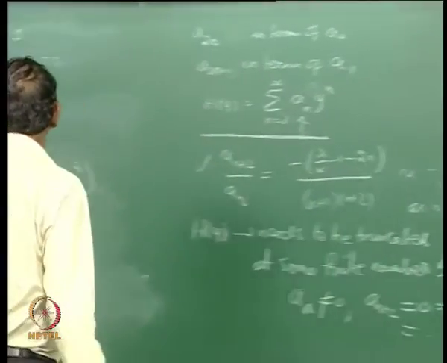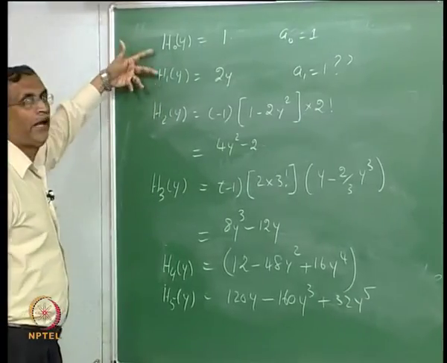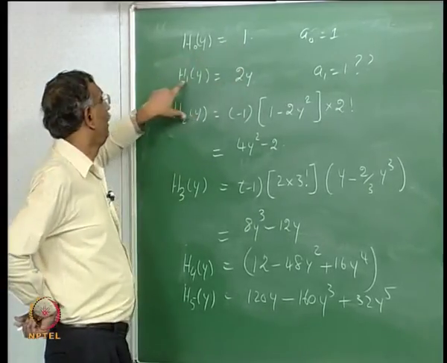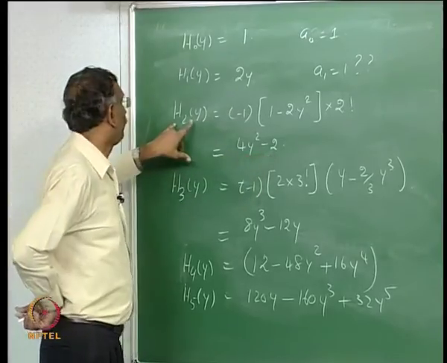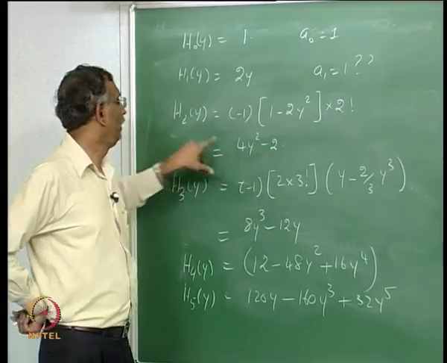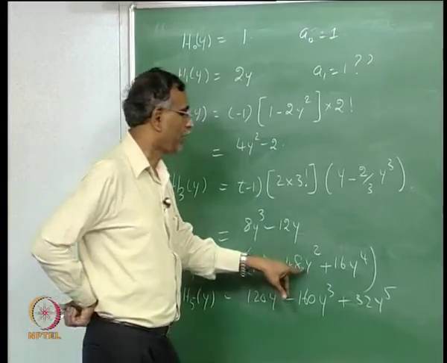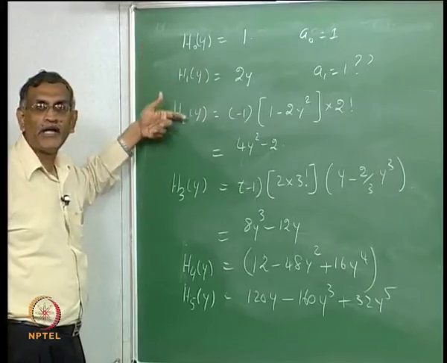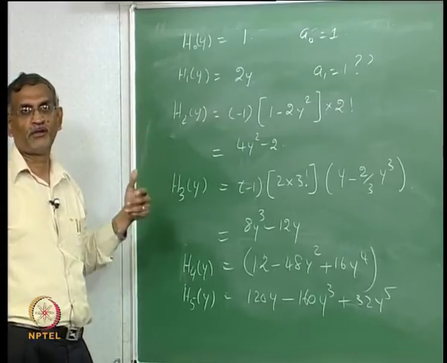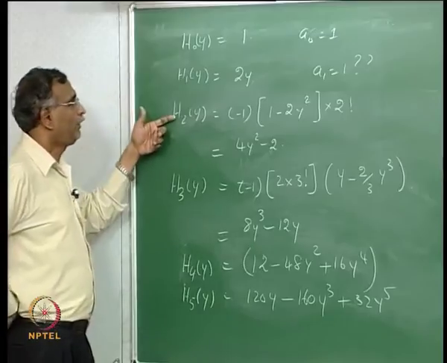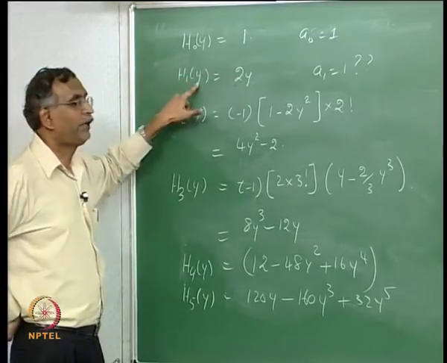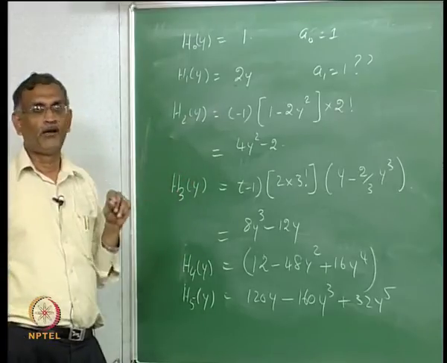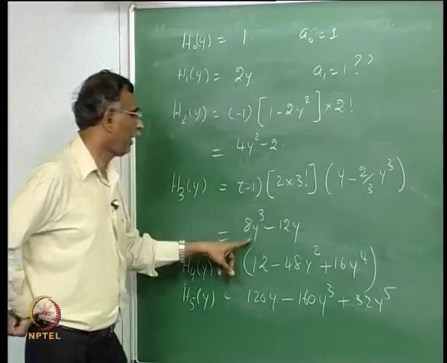What is interesting is that we have even and odd functions in y. H naught of y is even in y, plus or minus y is the same. H2 of y is 4y squared minus 2, so H2 of minus y is the same as H2 of y. It's an even function. H4 of y is 12 minus 48y squared plus 16y to the power 4, and H4 of minus y is also the same thing. Therefore, all the even n's, 2, 4, 6, etcetera, are all even functions in y. All the odd ones: H1 of y is 2y, therefore H1 of minus y is minus 2y. Therefore, H of y is minus H of minus y, which is an odd function. This is an odd function, 8y cubed minus 12y.